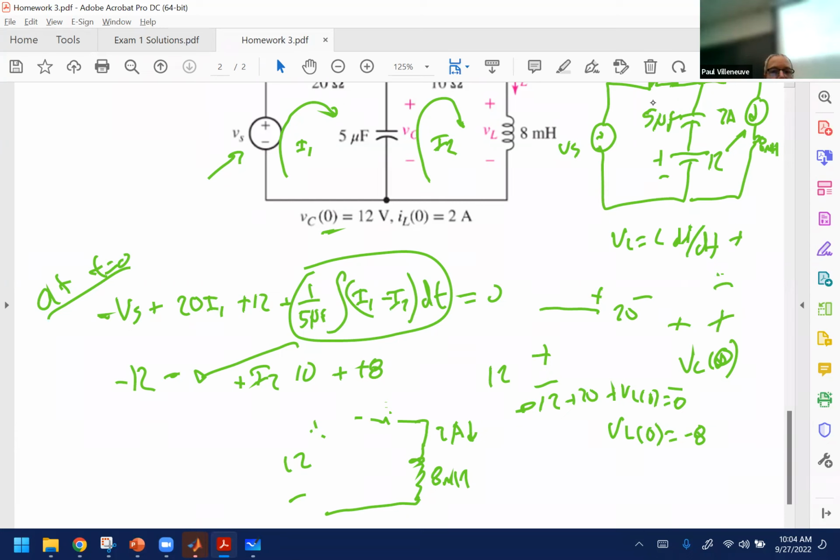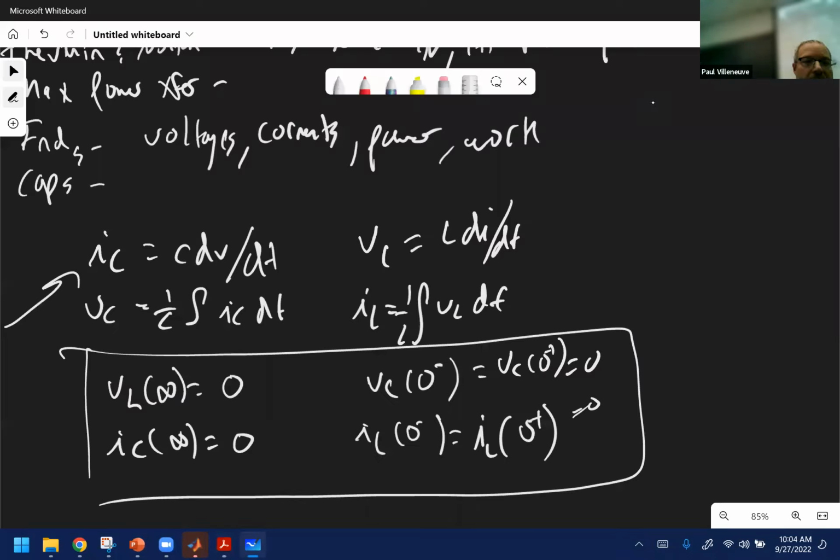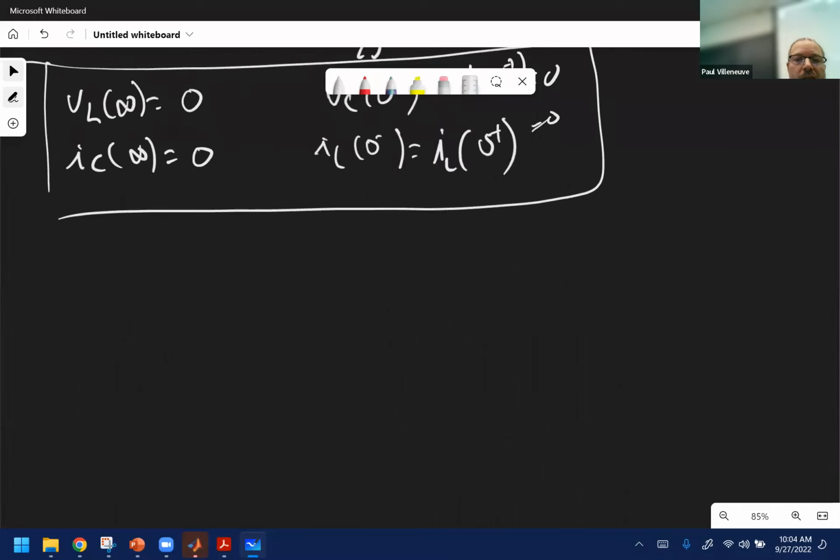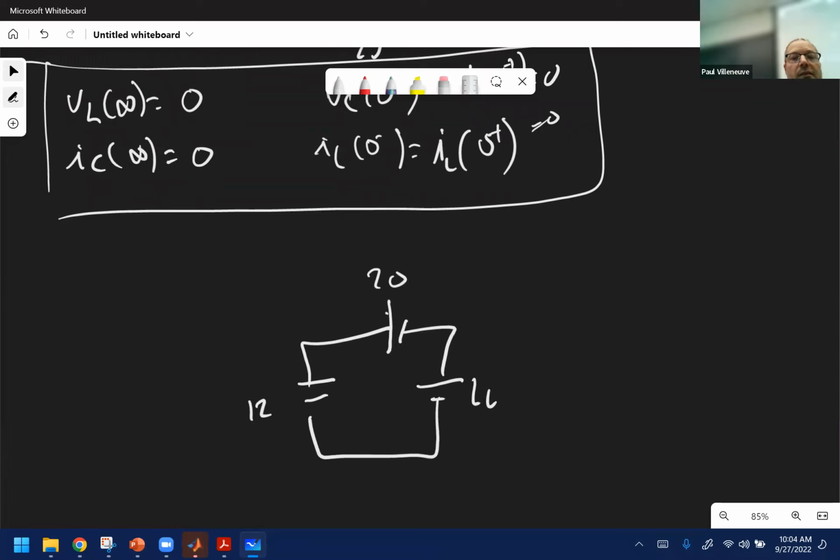No. What I'm saying is, let's go over to whiteboard so I actually have room. So my capacitor here, let's just say this is 12 volts. This we say is 20 volts. And this one we'll just show it this way as VL, correct? So we said VL equals minus 8 volts, correct? So this is actually going to look like this.